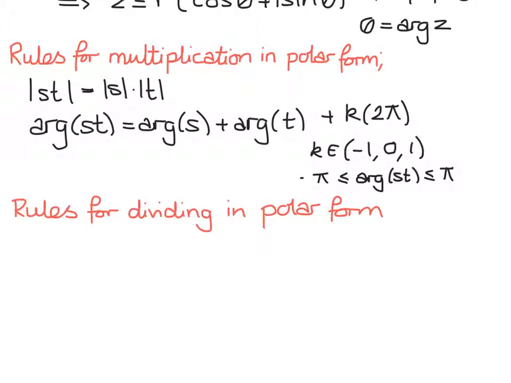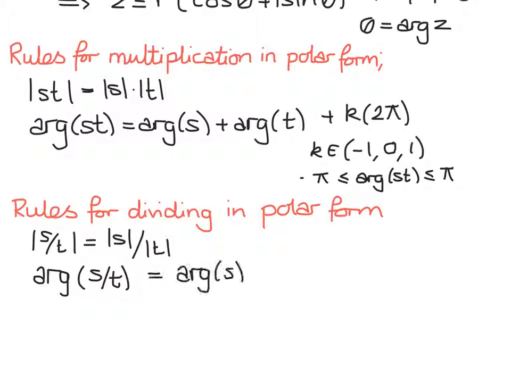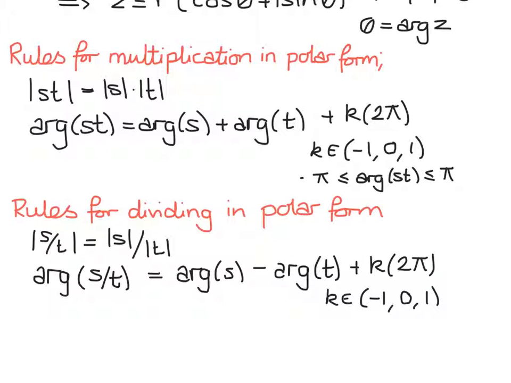For dividing in polar form, the modulus of s divided by t equals the modulus of s divided by the modulus of t, whilst the argument of s over t is the argument of s minus the argument of t plus k times 2 pi, where again k is either minus 1, 0 or 1, so that the argument is in the interval between minus pi and pi.